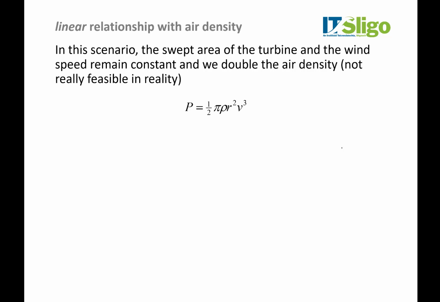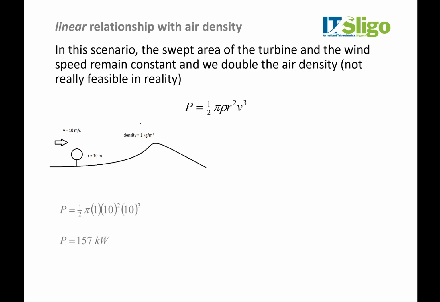So here's our function from before. And here I have a wind speed of 10 meters per second, a radius, a blade length of 10 meters, and an air density of 1. Now I simplified the air density a little bit just because it's close enough to 1 in real life. So when I feed these values into this function, I get 157 kilowatts.